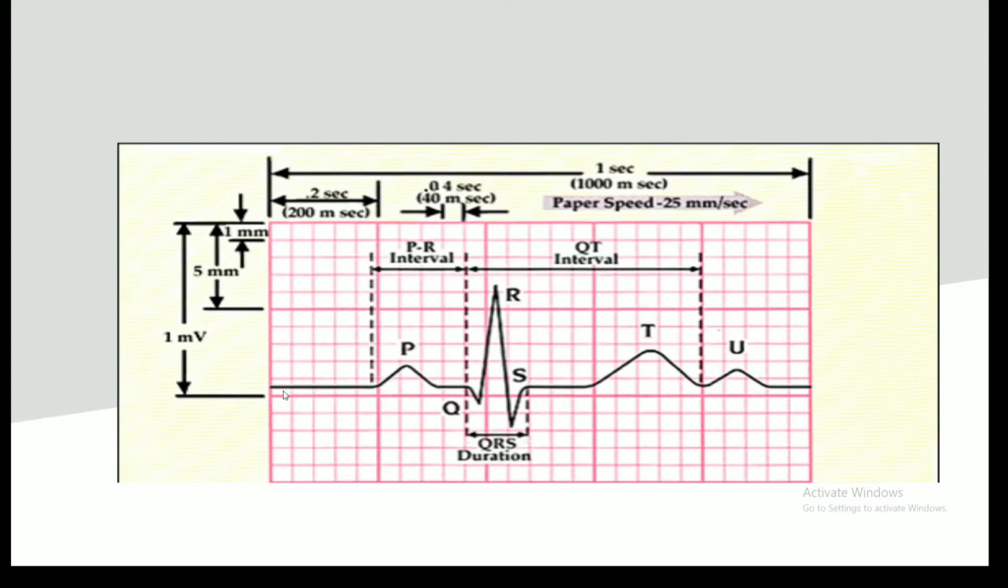This is an ECG, and ECG paper consists of many small and large blocks. There are 5 large blocks, and each large block consists of 5 small boxes, and each small box represents 0.04 second. So 5 small boxes represent 0.2 second. As well, you can see here these five large boxes represent 5 times 0.2, which means 1 second in total. This is the P, Q, R, S, T and U.